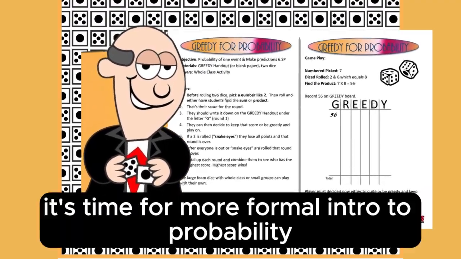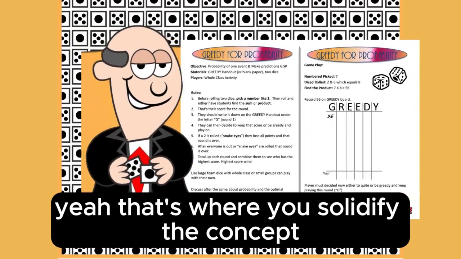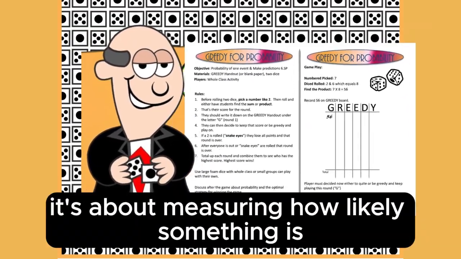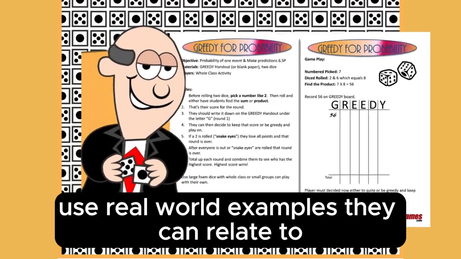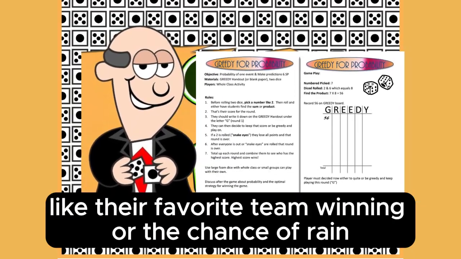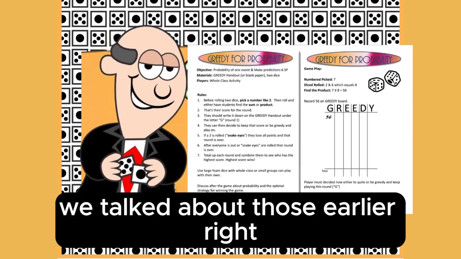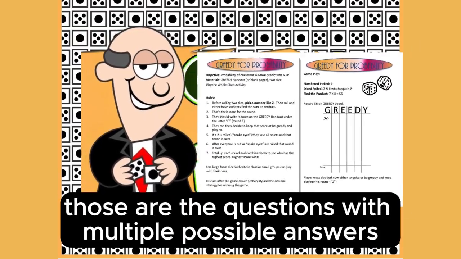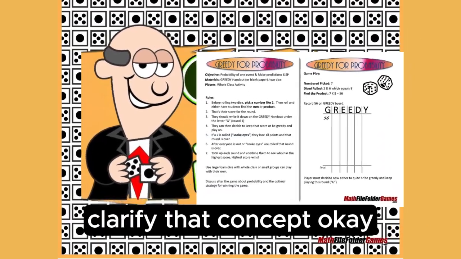Then after the warm-up, it's time for a more formal intro to probability. Yeah, that's where you solidify the concept. Explain that it's about measuring how likely something is. Use real-world examples they can relate to, like their favorite team winning or the chance of rain. And don't forget about statistical questions. We talked about those earlier. Right. Those are the questions with multiple possible answers. The lesson plan gives some good examples to help clarify that concept.